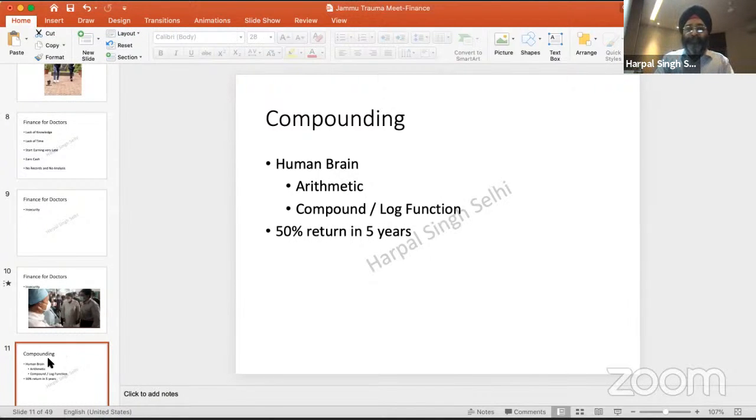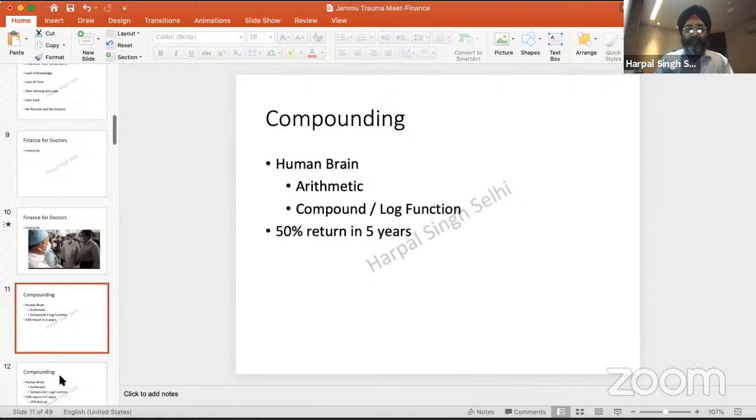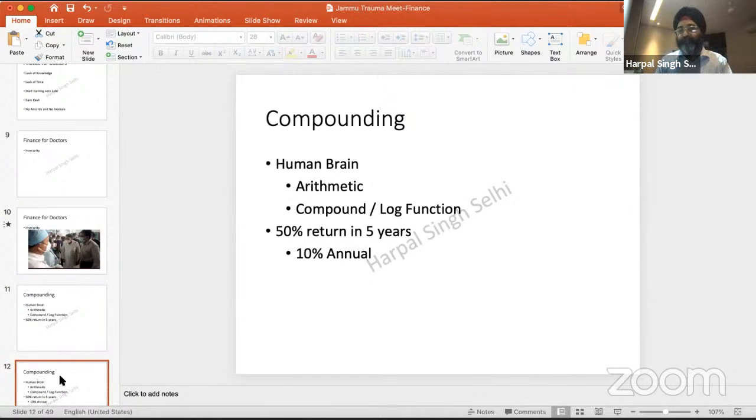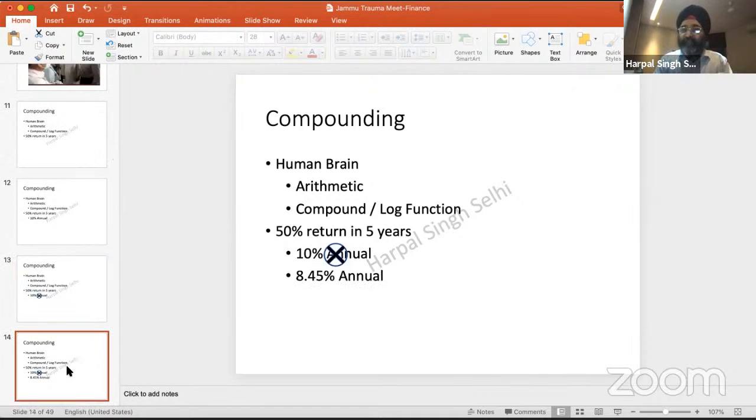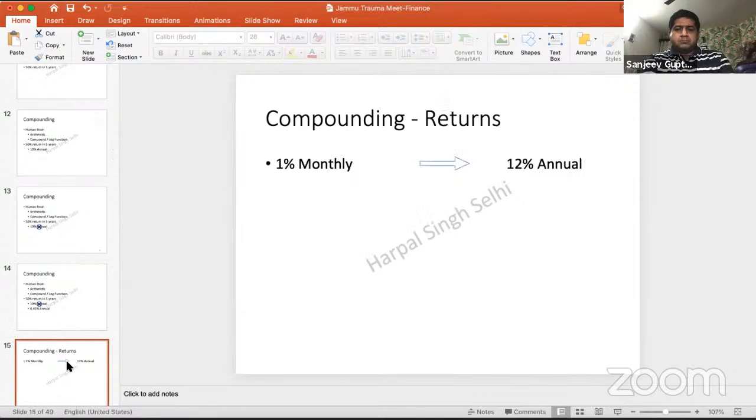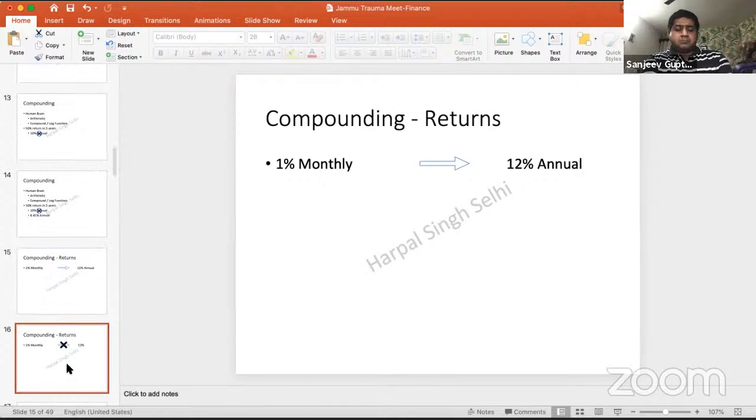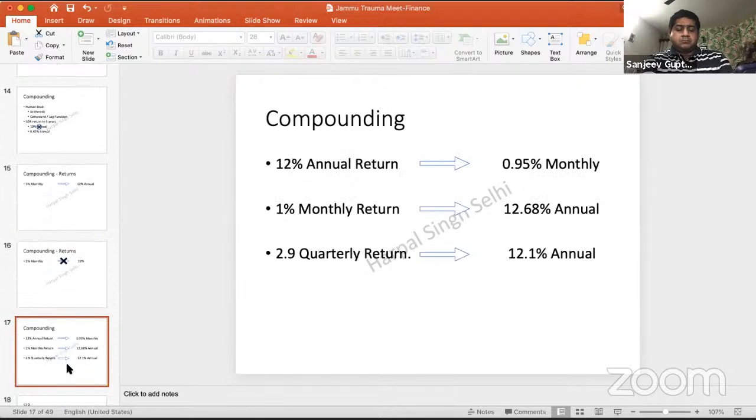सिंपल सा सवाल है, पूछो 50% रिटर्न इन 5 years, तो एनुअल रिटर्न क्या बनी? मेजॉरिटी ऑफ द पीपल वुड से 10%. दैट्स नॉट एक्चुअली राइट, दैट्स रॉन्ग. It's actually 8.45% annual return, which will make it 50% return in 5 years. So 1% does not make 12% annual. 12% annual return will be 0.95 monthly. 1% monthly return will result in 12.68% annual.